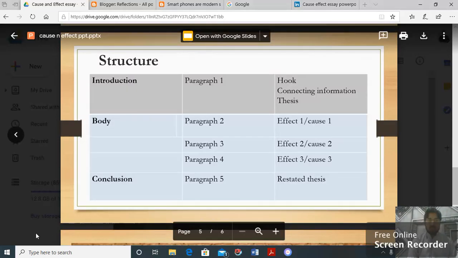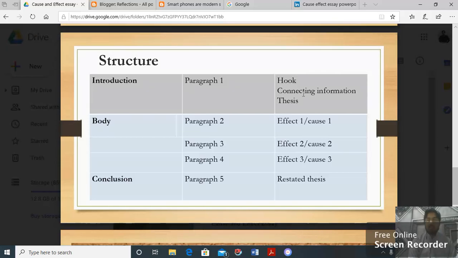Once you understand this basic concept, you must be aware of the structure of a cause and effect essay. As you are all aware of the structure, there is an introduction, which has a hook and a general statement, and then some background information, and then the thesis statement, which obviously includes the supporting points.